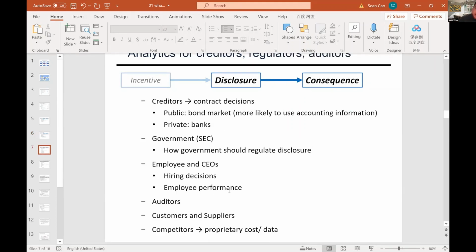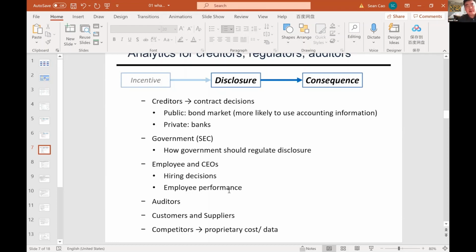And we're also talking about the creditors. There are two types of creditors: public creditors and private creditors. Public creditors means bond holders. Private creditors means banks. So in these two ways, public and private, what does that mean? It means they have different incentives to analyze the data. For public creditors, they want to know whether the firm will go bankrupt or not. So that's what bond holders are interested in. What is the bank interested in? Banks are more interested in contracting, how to use the information to contract the loan.